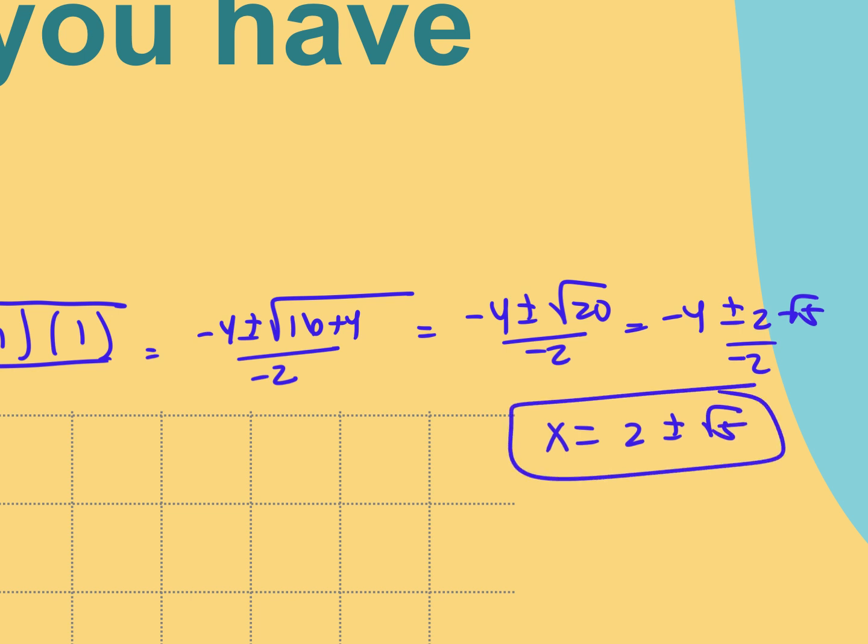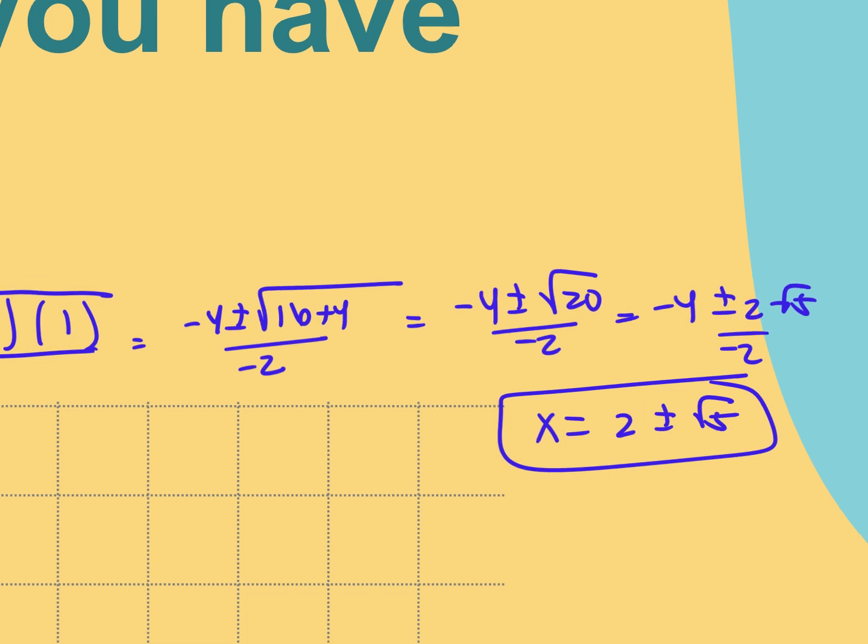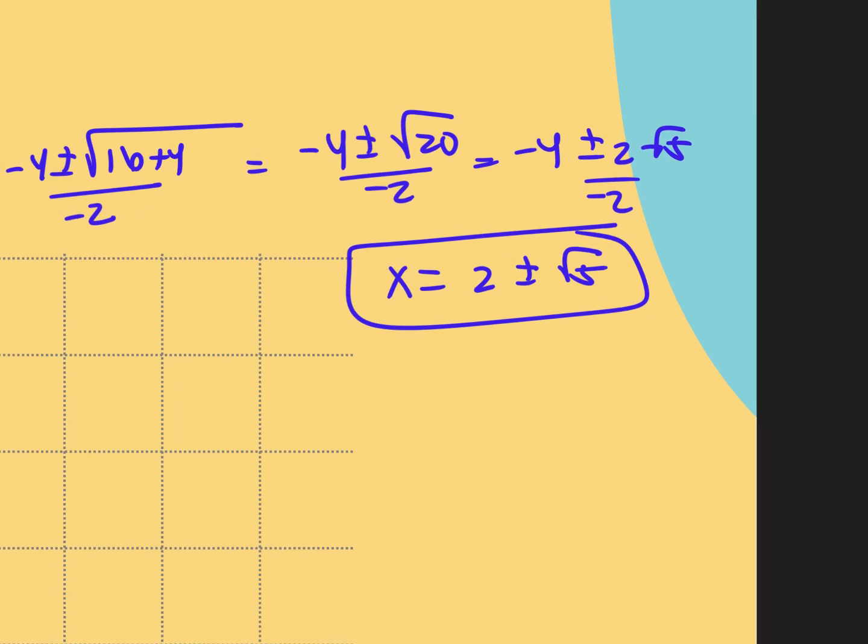Are those two answers there? Yes. Are they real? Yes. Are they beautiful? No. But you can put all three of these on a graph. Okay, that's important for you to understand. Now, some of you are like, how am I supposed to know where that is? The square root of 5, what is that close to? The square root of 4, which is 2. So this is like 2 plus 2-ish and 2 minus 2-ish.